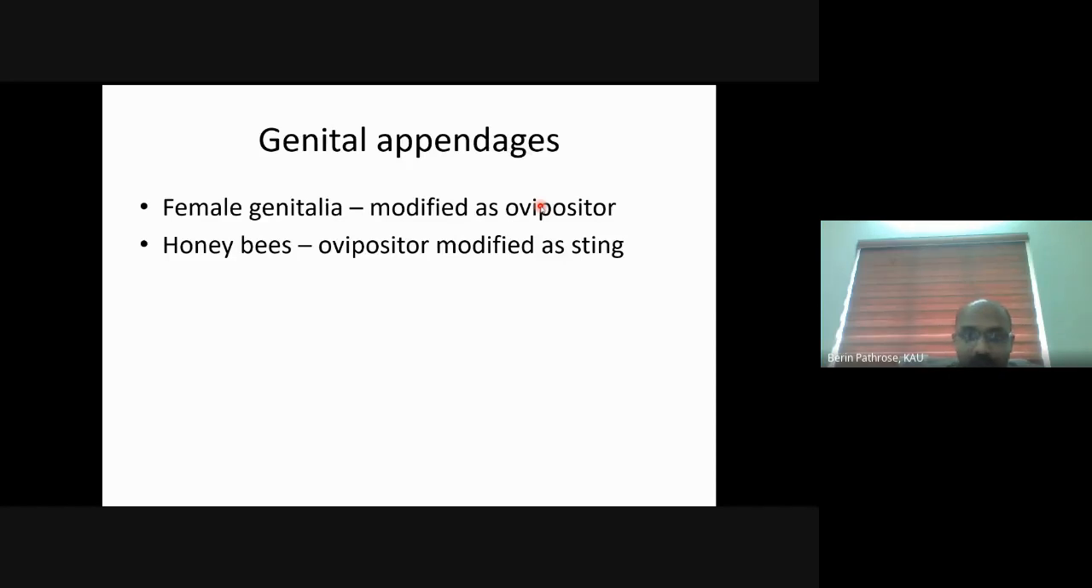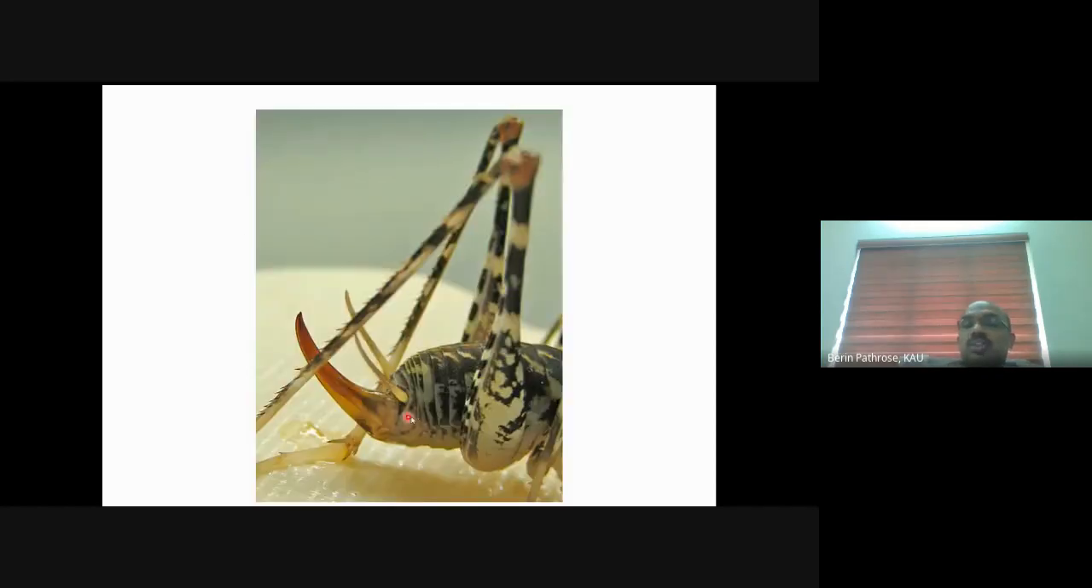I will show you. This is a grasshopper. This is the female grasshopper, and this is the female genital appendage. It is modified into an ovipositor in order to aid laying of the eggs. I will tell you an example. Insects sometimes lay eggs into the plant tissue, inside the plant. So if it has to lay the eggs inside the plant tissue, it needs an ovipositor, a needle-like structure, to insert the eggs into the plant tissue.